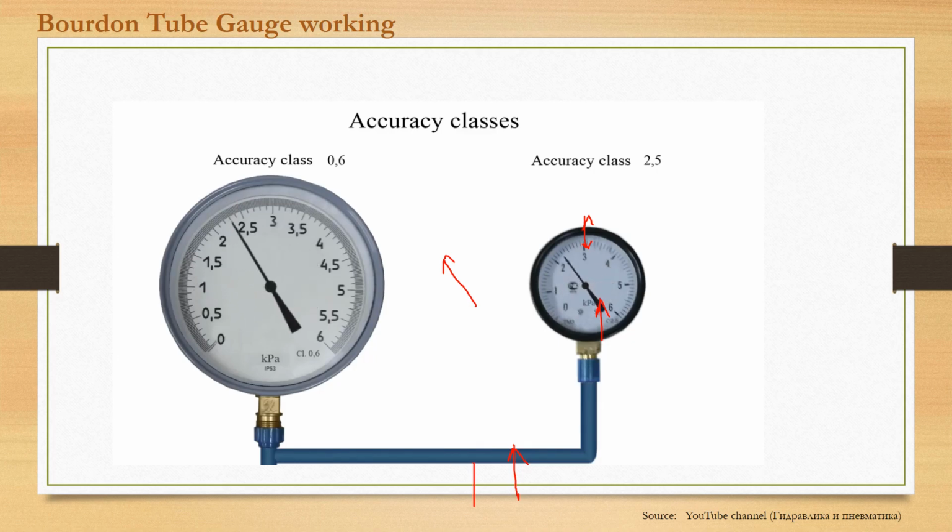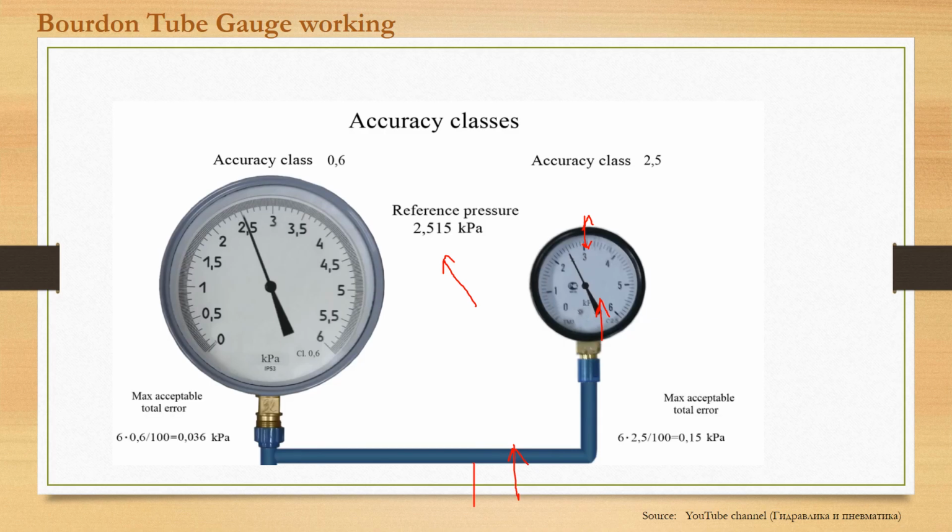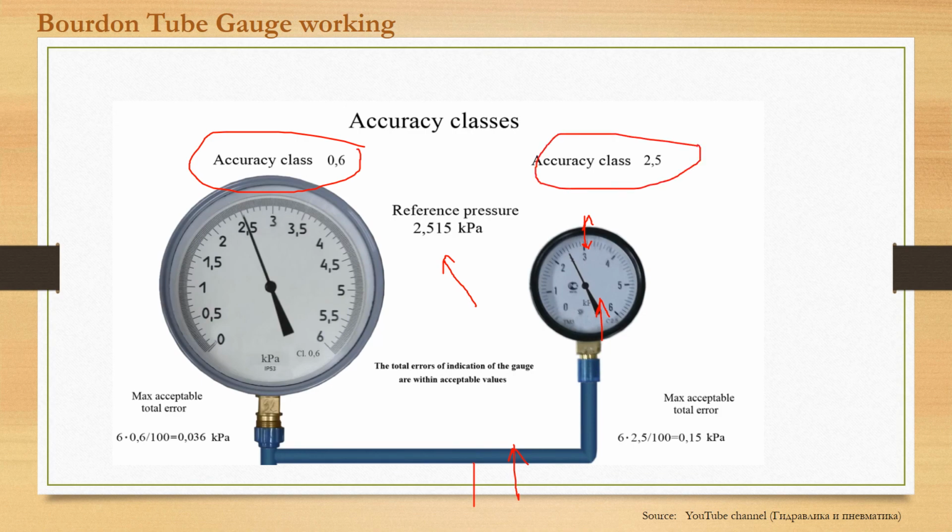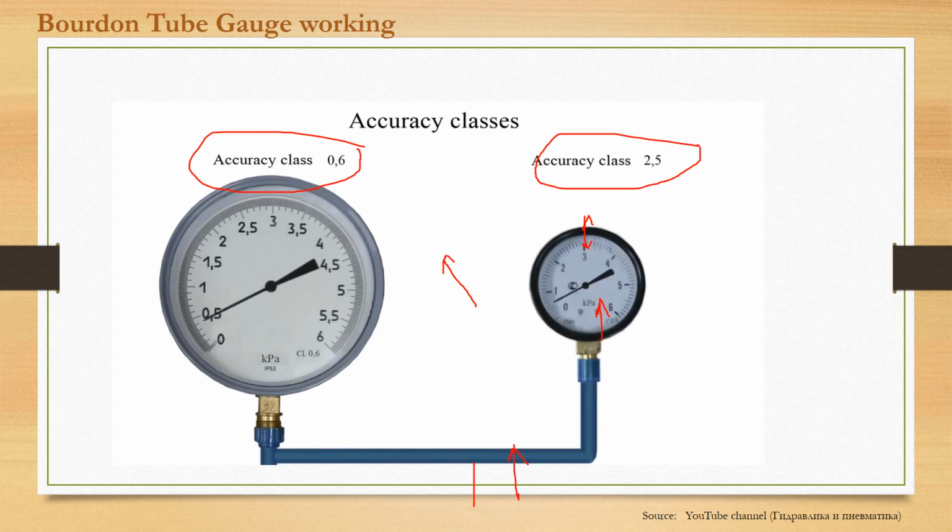So Bourdon tube gauges also come with different accuracies. So this one has this much accuracy, while this Bourdon tube has this much accuracy. So it depends on the need, how much accuracy you want, and accordingly you can select a different type of Bourdon tube for the measurement of pressure.